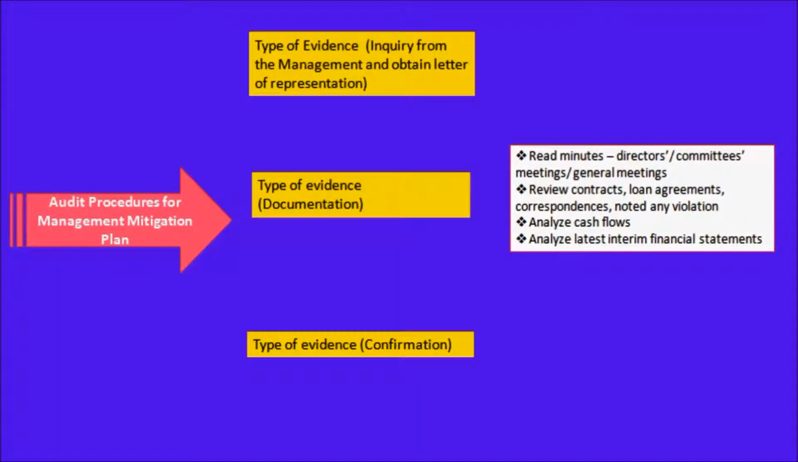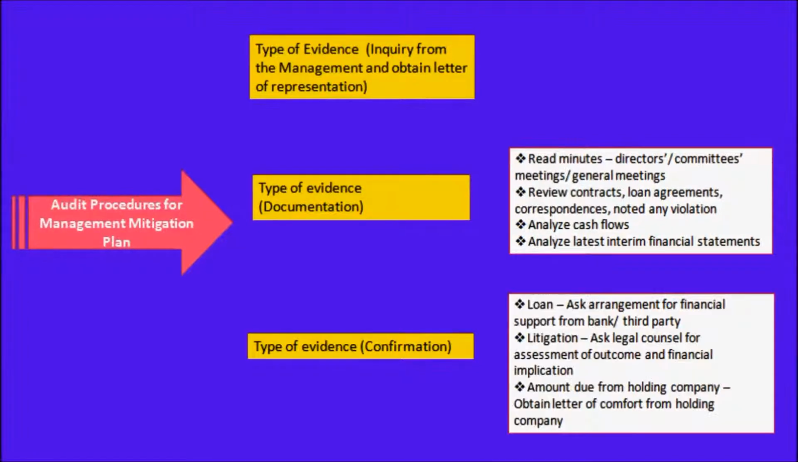The third type of evidence is confirmation. As for loans, they should ask for arrangements for financial support from the bank or third party. And for litigation, they should ask legal counsel for assessment of outcome and financial implication. And for amounts due from the holding company, they should obtain a letter of comfort from the holding company.